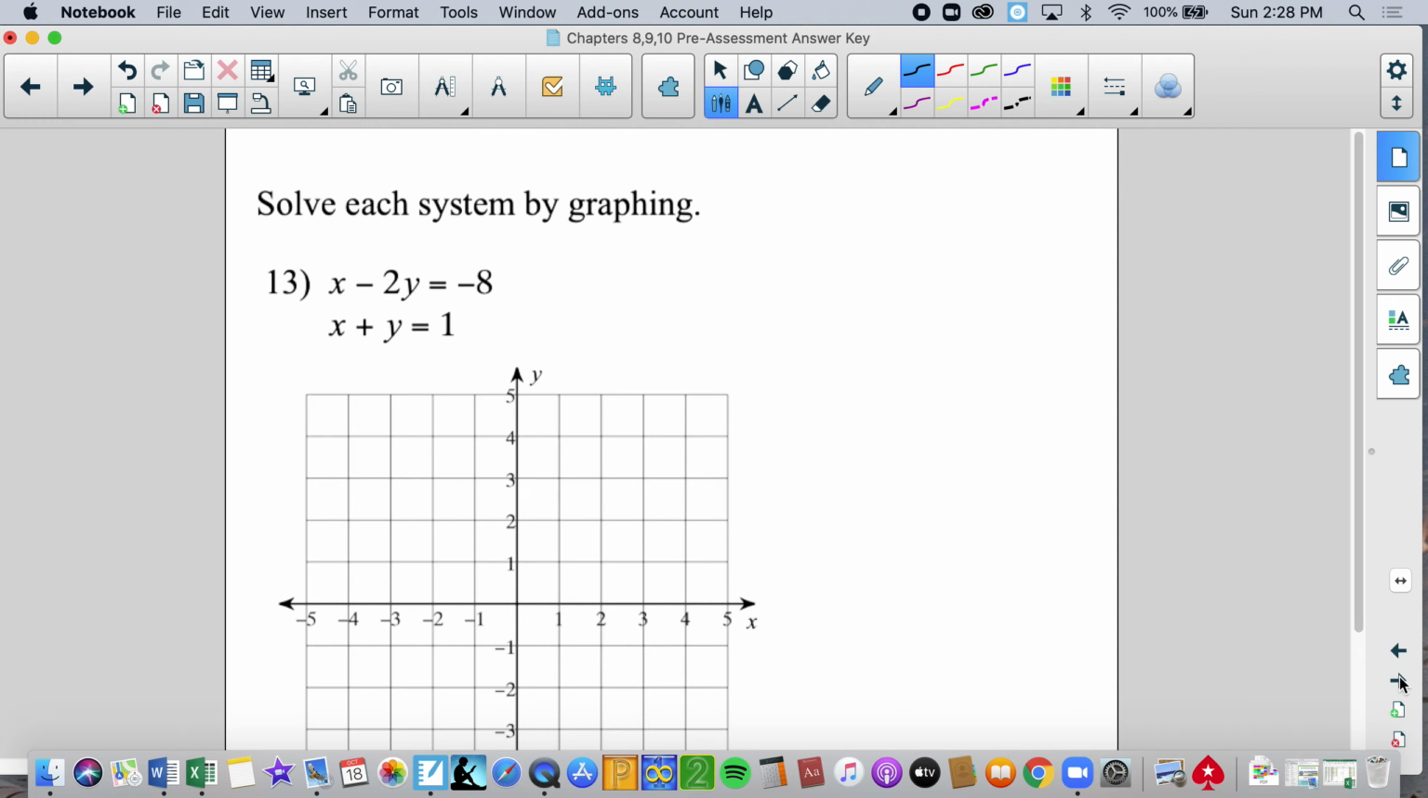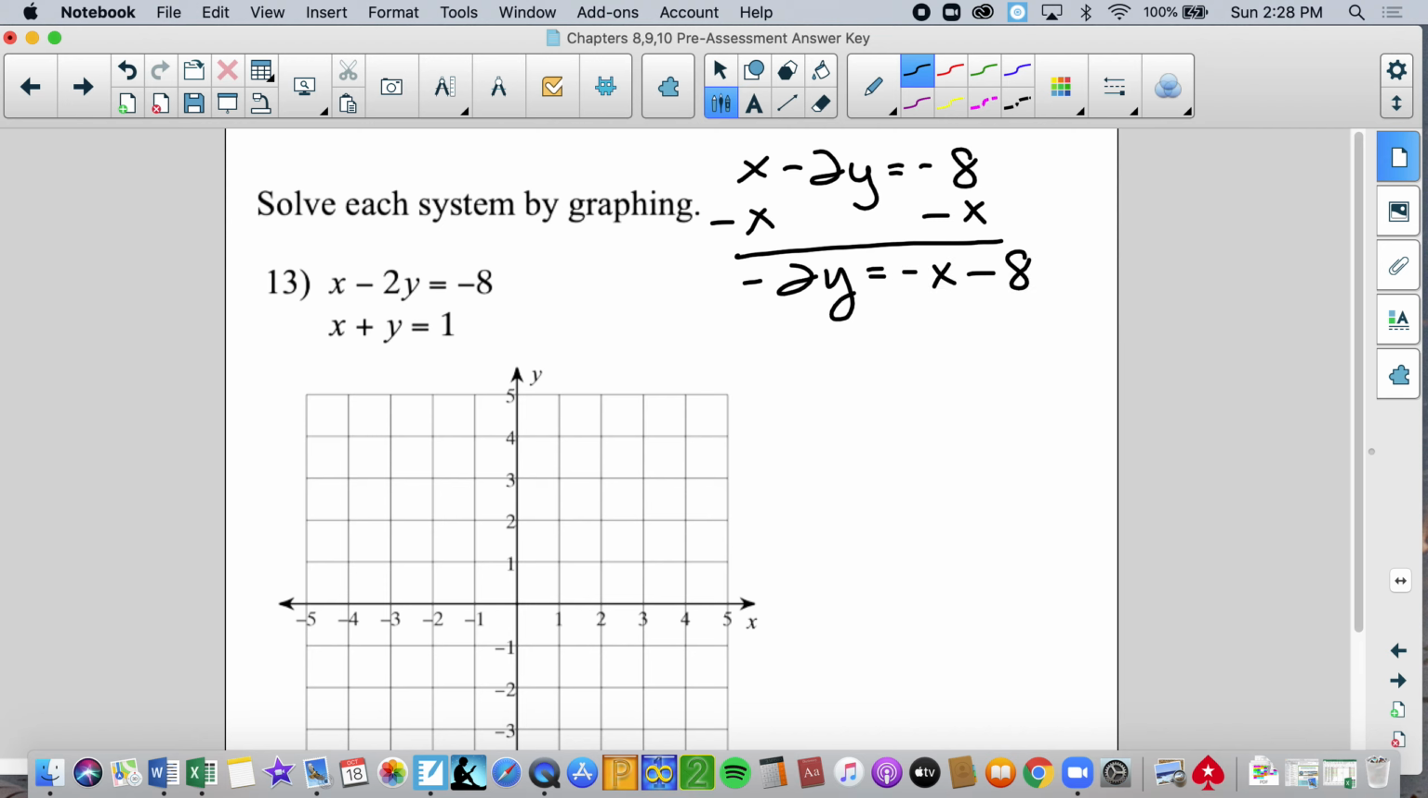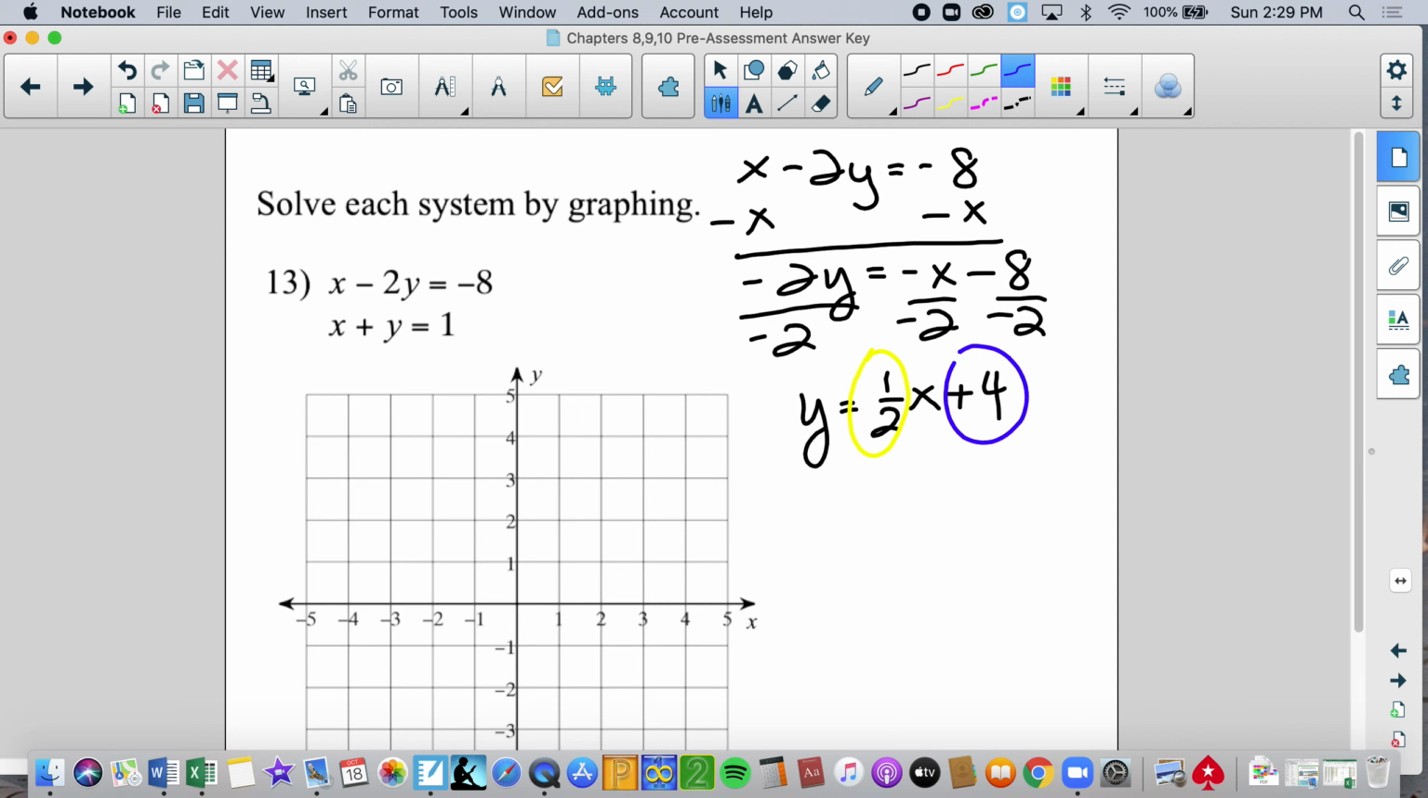All right, this one's a little bit more challenging because we have x minus 2y equals -8. That's not in slope-intercept form. So let's isolate y. So you're going to move the x first. And remember, when we put it in slope-intercept form, the variable x comes first. We have to divide everything by -2, and we get y equals +1/2 x, because negative divided by a negative is a positive, and we get +4. So my slope is 1/2, my y-intercept is 4.